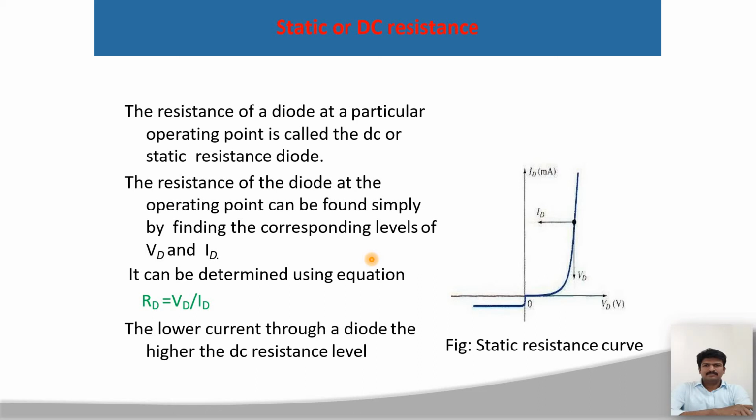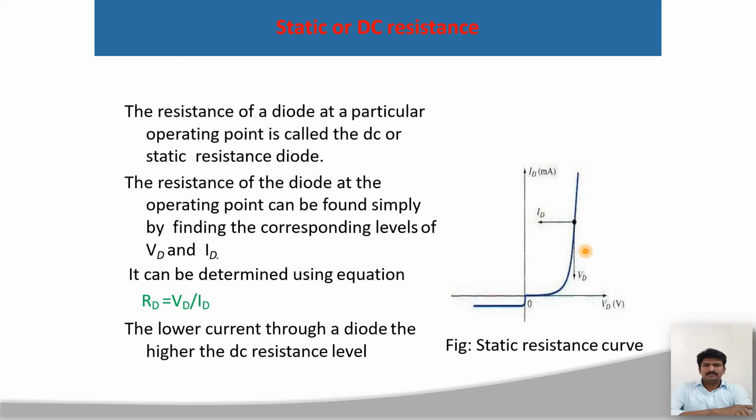Static resistance or DC resistance. The resistance of a diode at a particular operating point is called the DC or static resistance. The resistance of the diode at the operating point can be found simply by finding the corresponding levels of VD and ID. You can understand what the voltage is at this point. It means that for the amount of voltage you apply, there is a certain amount of current passing through the diode. That you can call the DC resistance.